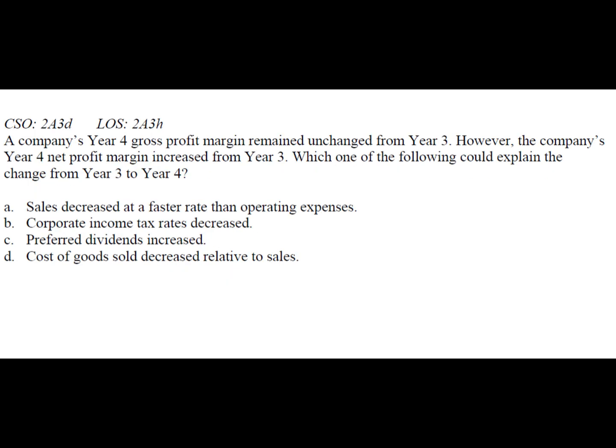This question examines the relationship between the gross profit margin, GPM, and the net profit margin, NPM, and asks which event could cause the gross profit margin to remain unchanged while the net profit margin increases. The gross profit margin depends only on sales and cost of goods sold, COGS. If it remains unchanged, the relationship between sales and COGS has not changed significantly.